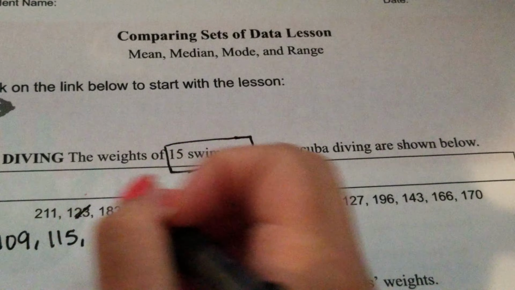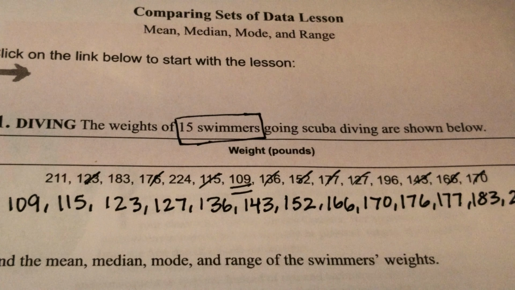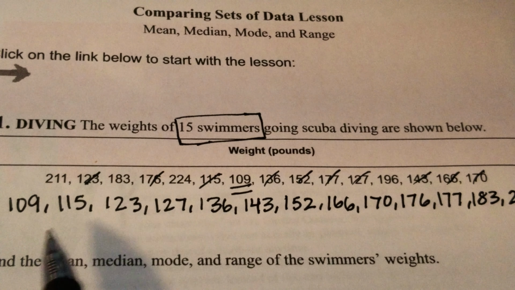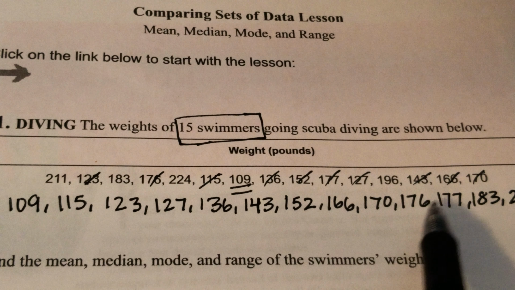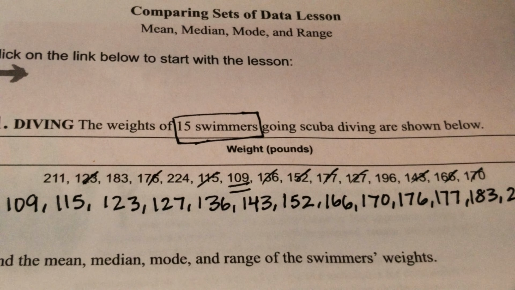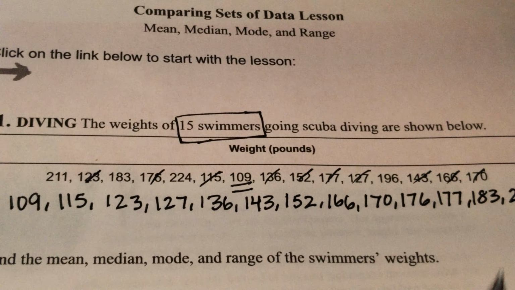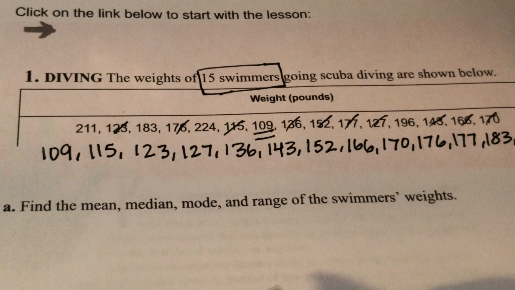So I think I have these numbers in order. Now let's just check and verify that there are 15 values. 1, 2, 3, 4, 5, 6, 7. Yes, I have all 15 values. Okay, so next we need to remember what these words are: mean, median, mode, and range.